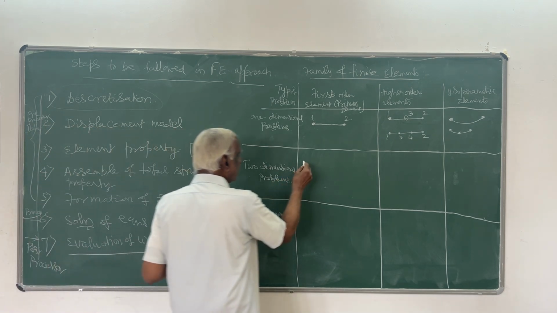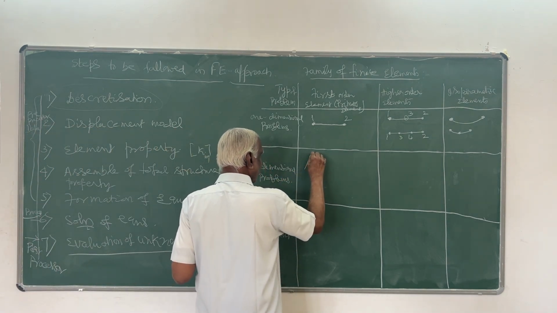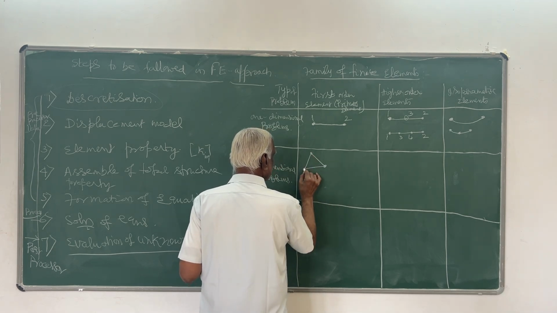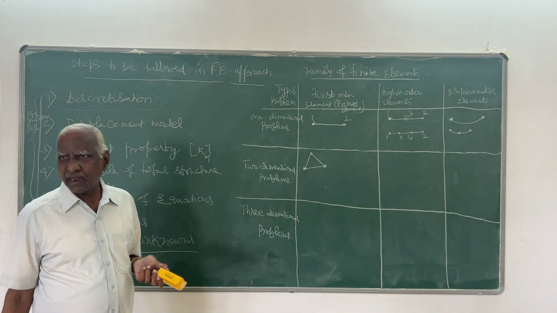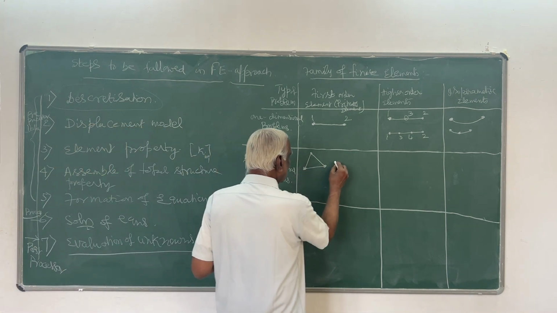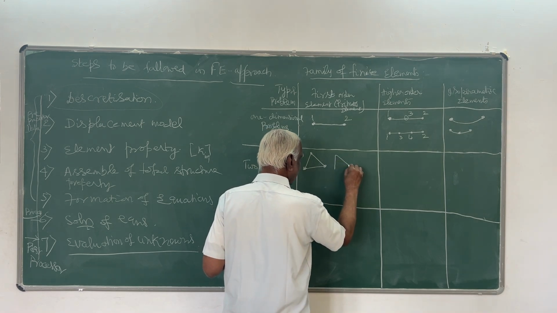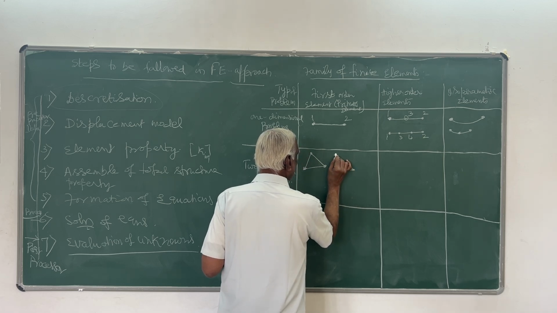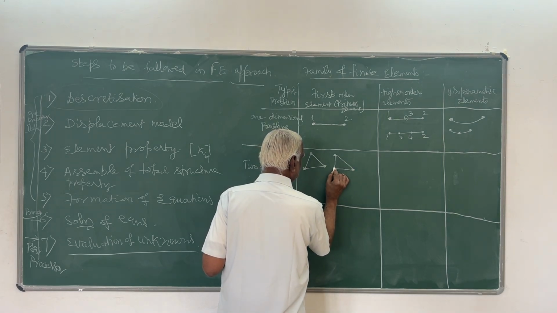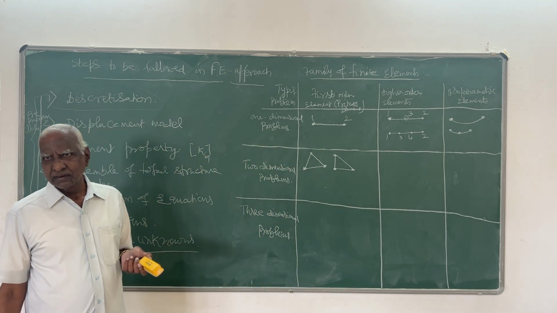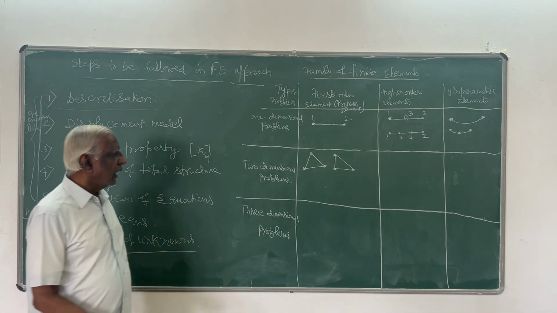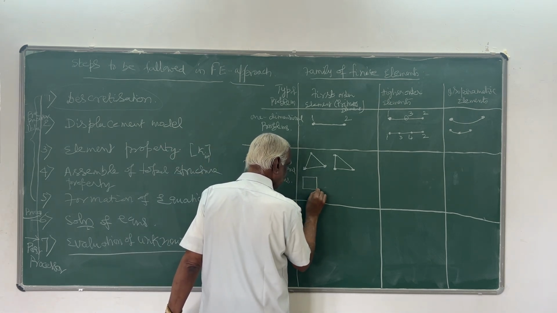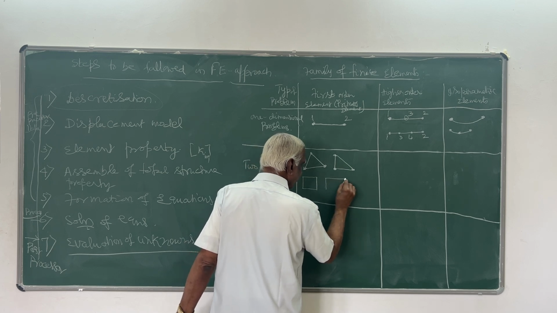So in two-dimensional problem, the simple figure you can use is a triangle. Either a triangle having different sides, or it may be a triangle with one angle 90 degrees. That is triangle. Or it may be a square, or it may be a rectangle.